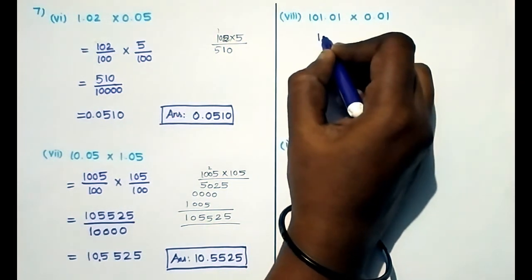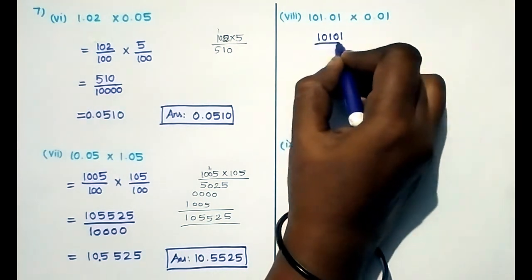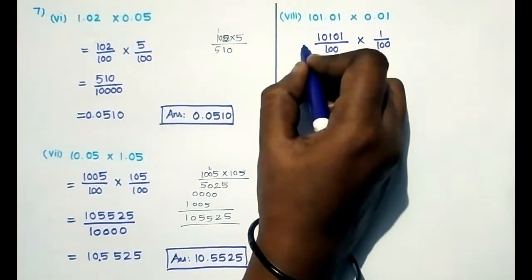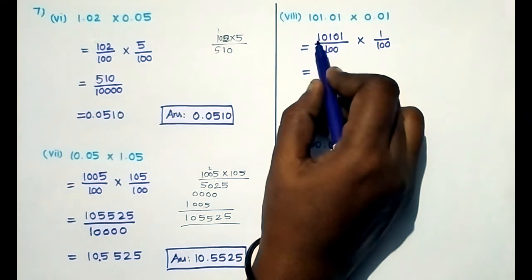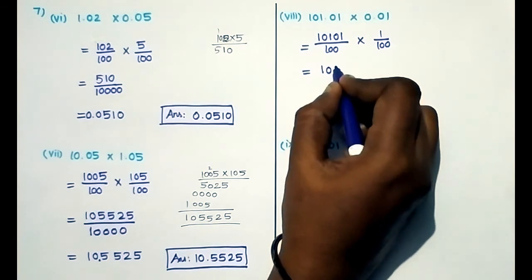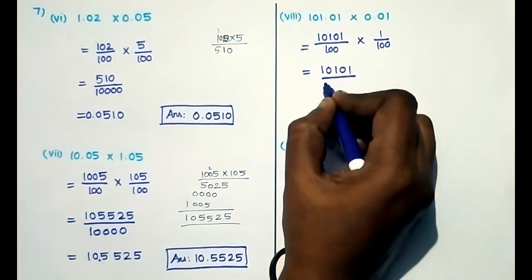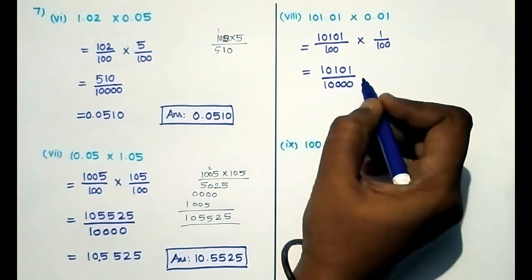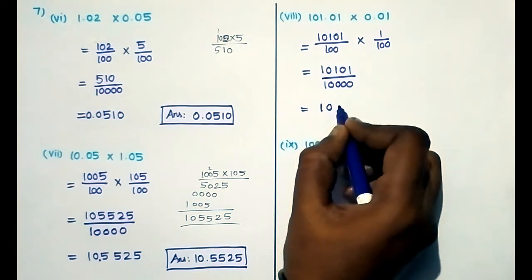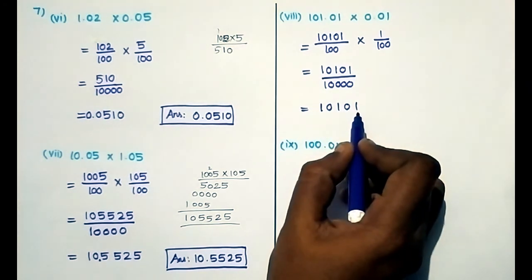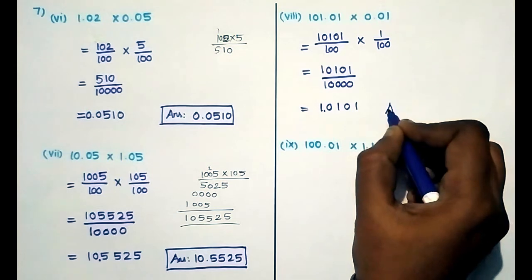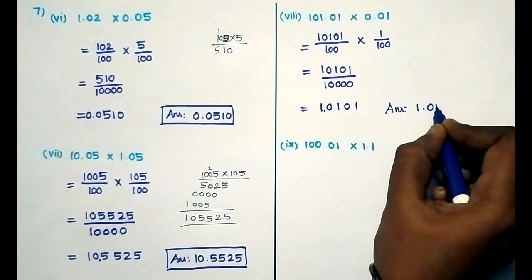Next one, 101.01. Write down the number without the decimal point divided by 100 into 1 by 100. Now multiply with 1, means same answer we get. So 10,101 divided by 10,000, 4 zeros. Now write down the number. Before 4 digits we have to keep the point, means 1.0101. Answer 1.0101.